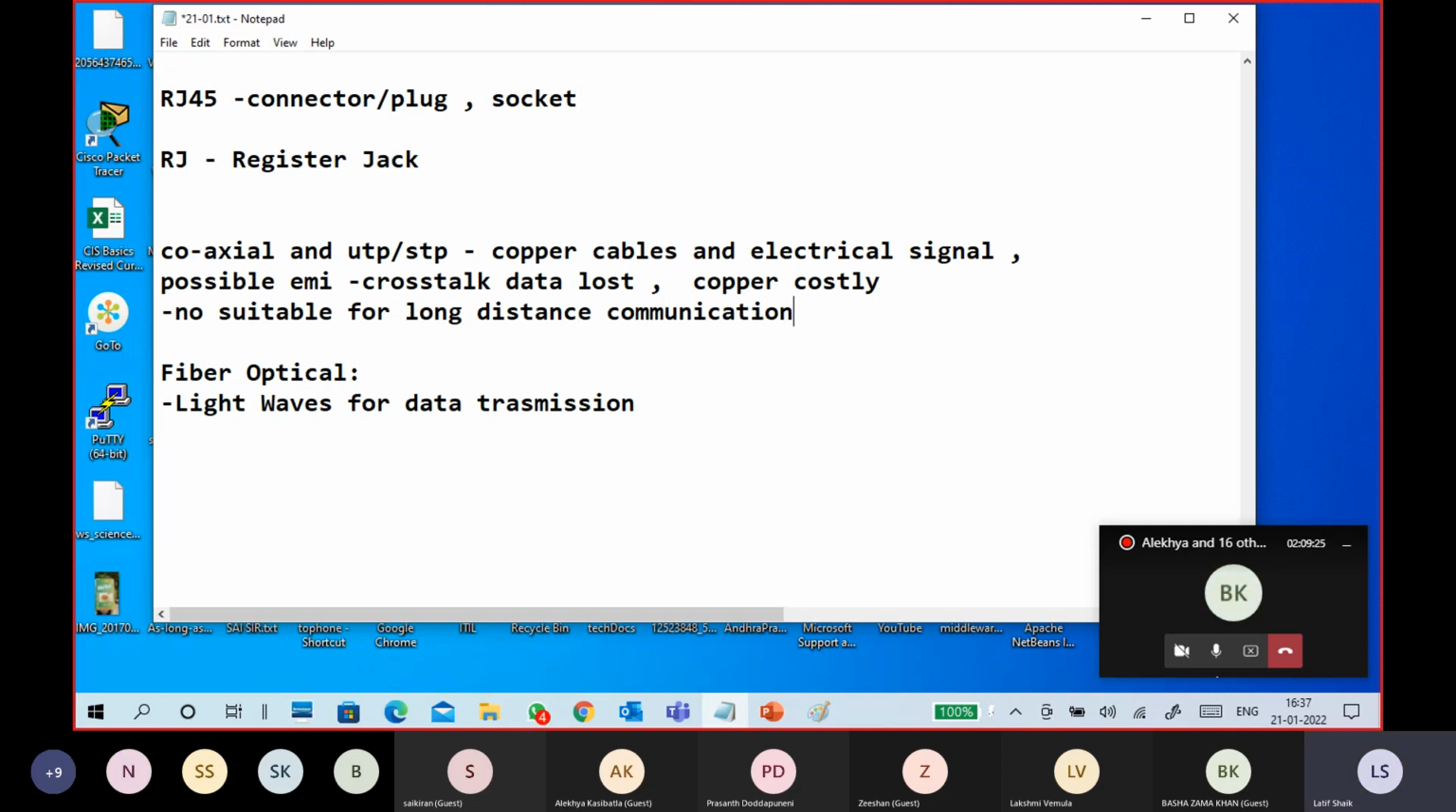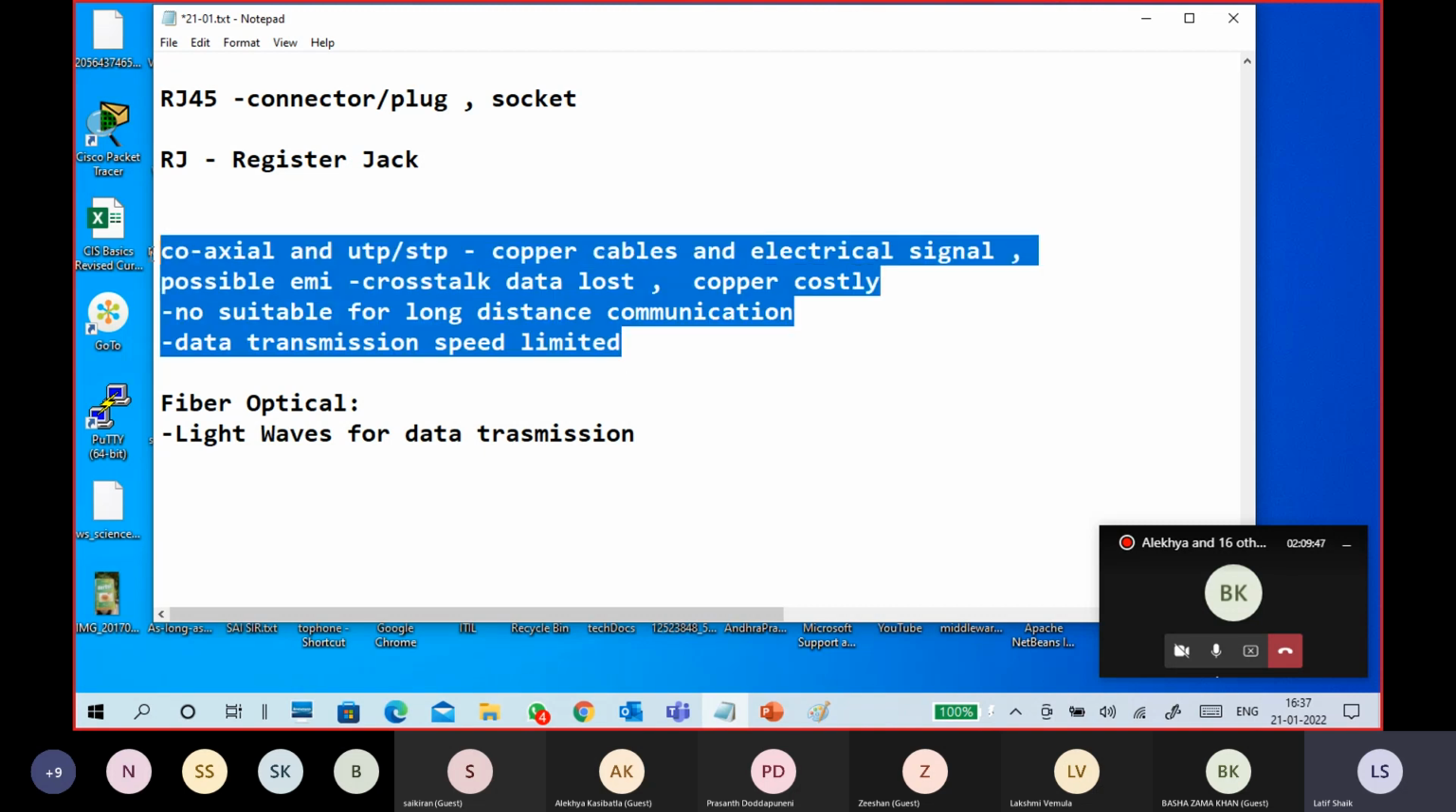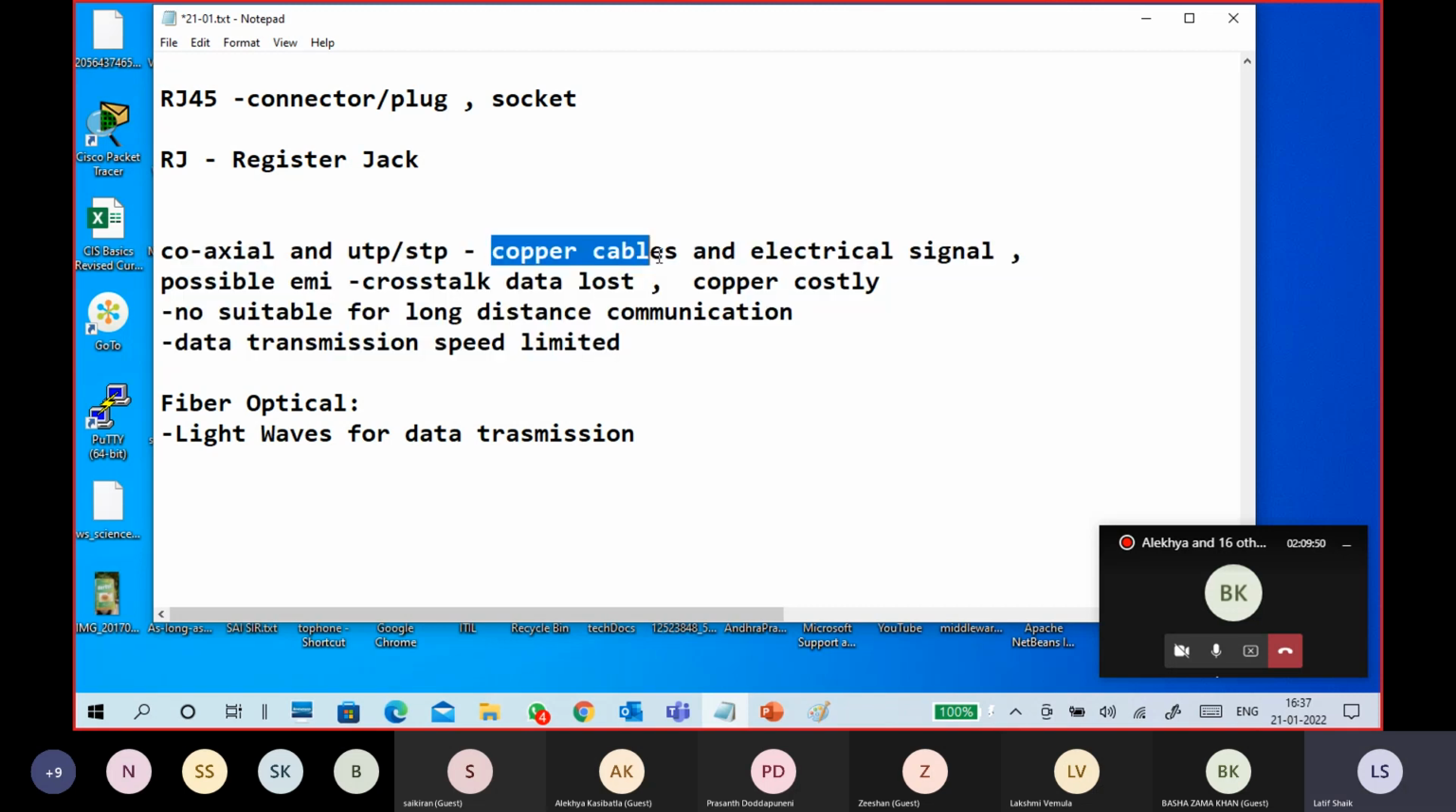Not suitable for long distance communication. Data transmission speed is limited, 1 Mbps to 1 Gbps. Distance is also limited in the coaxial cable and STP because we are using copper cables and electrical signals. Electromagnetic interference is possible. Because of electromagnetic interference, there is a possibility of crosstalk, data loss, and data tampering.